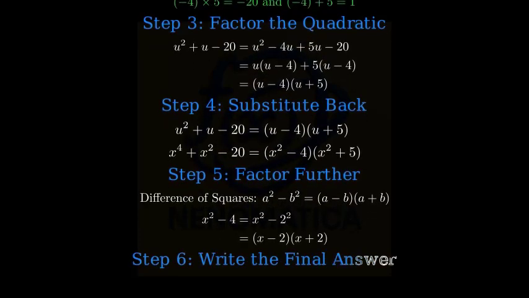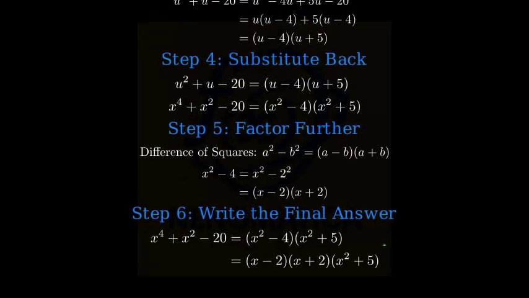Substituting this back, we get x to the 4th power plus x squared minus 20 equals x minus 2 times x plus 2 times x squared plus 5. This is our fully factored form.